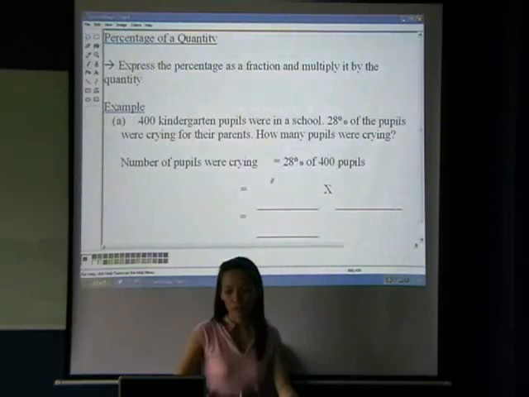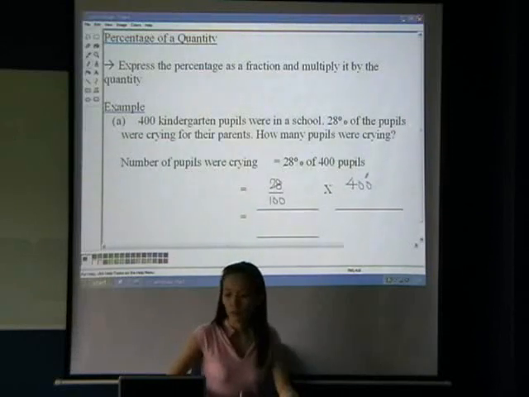Then we change this 28% into a fraction. So we'll get 28 over 100 multiplied by 400 pupils. And after that, we reduce whatever we can reduce. Then we'll get 28 times 4, and the answer is 112.